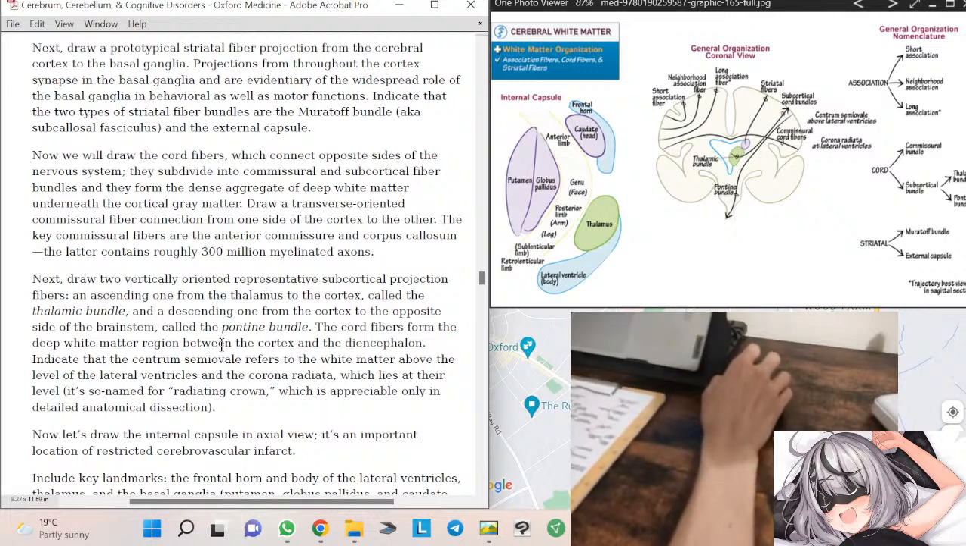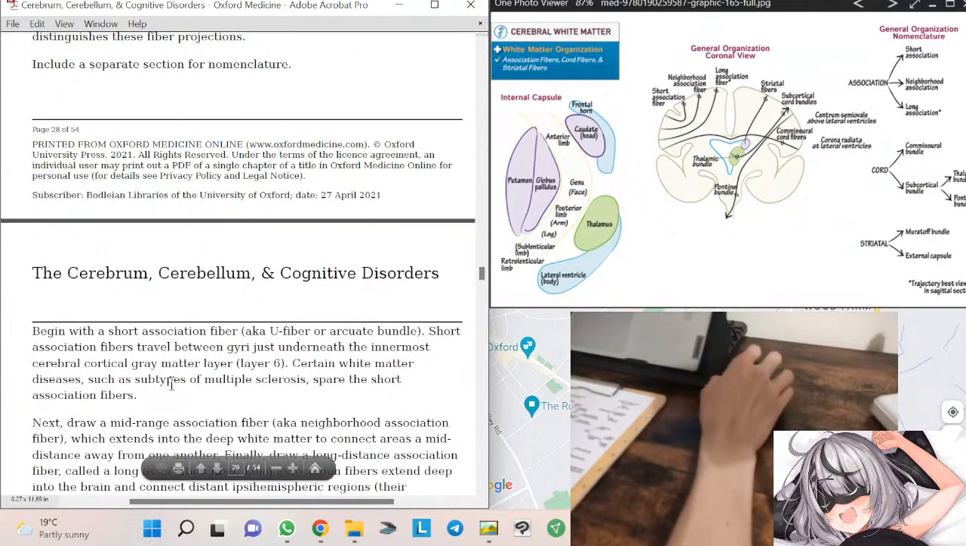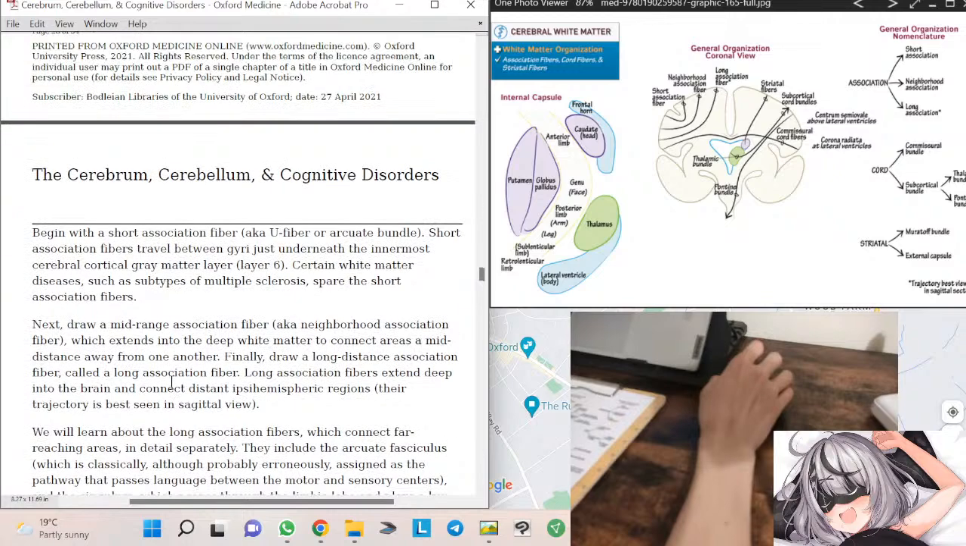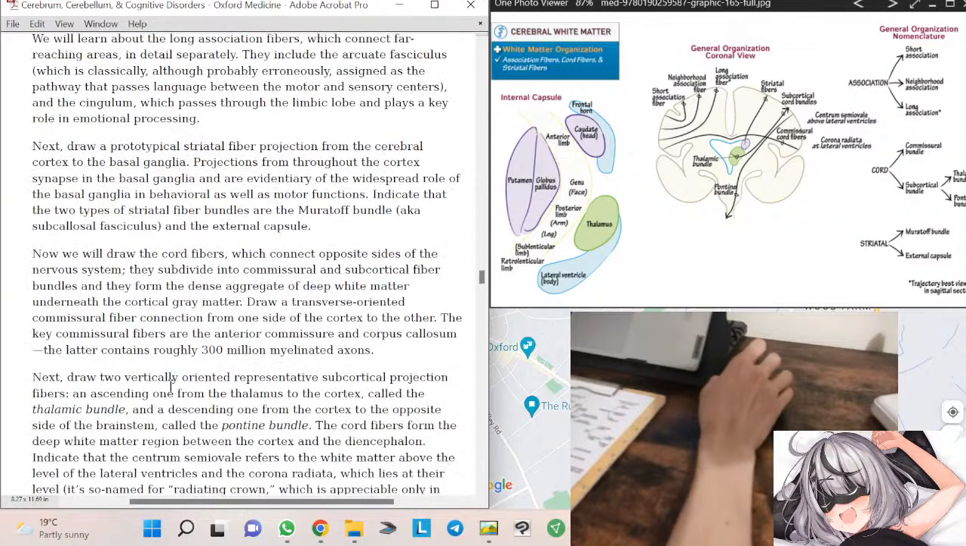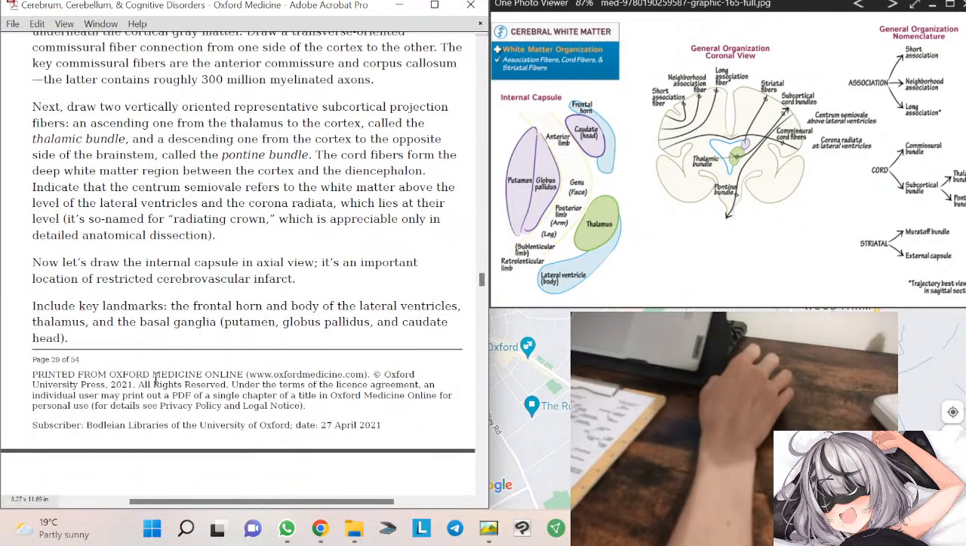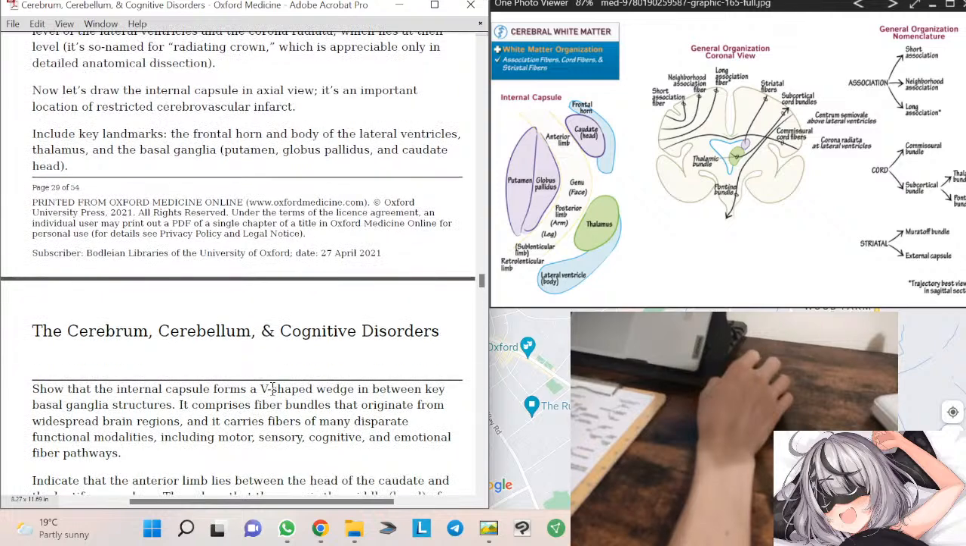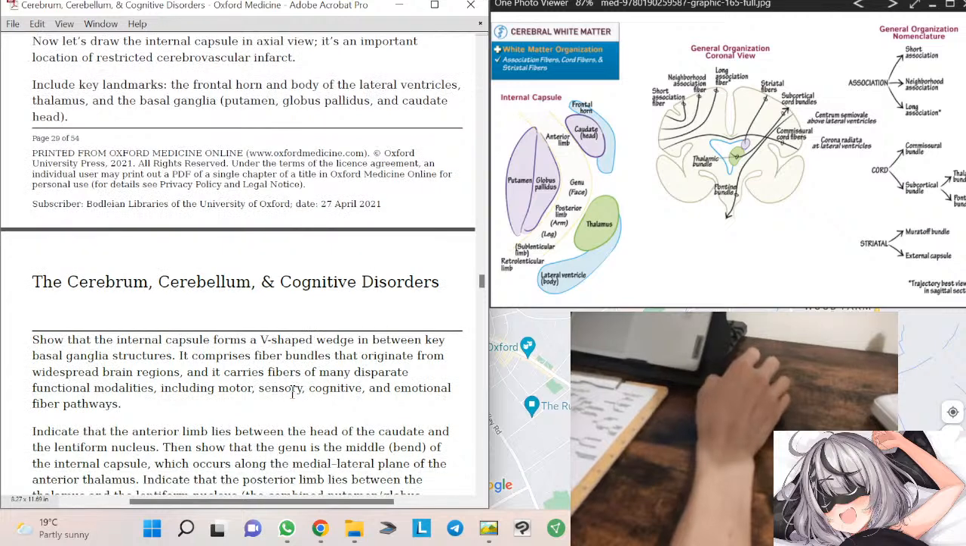Now let's draw the internal capsule in axial view. It's an important location of restricted cerebrovascular infarct. Include key landmarks: the frontal horn and body of the lateral ventricles, thalamus, and the basal ganglia: putamen, globus pallidus, and nucleus caudatus head. Show that the internal capsule forms a V-shaped wedge in between key basal ganglia structures.